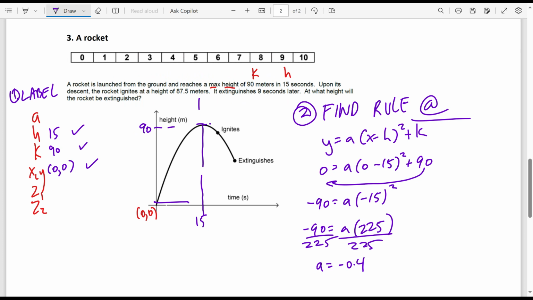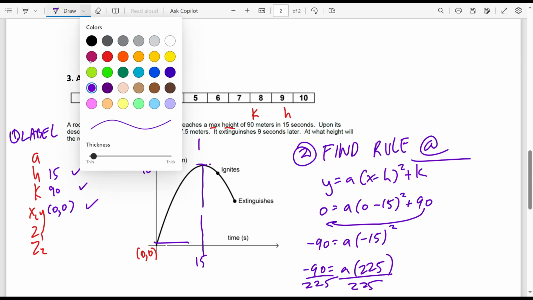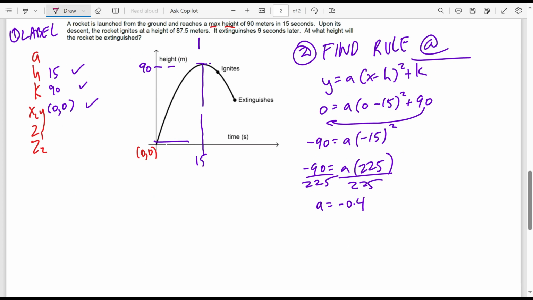It mattered that that guy turned positive because this function is facing down. The A value needs to be negative. If the A value you got wasn't negative, everything from here on in is going to be even more difficult. So always look to your diagram. So I didn't just find A is -0.4. I found the rule right there.